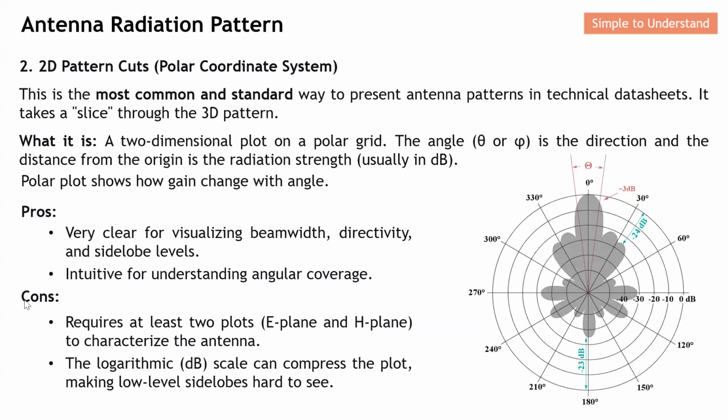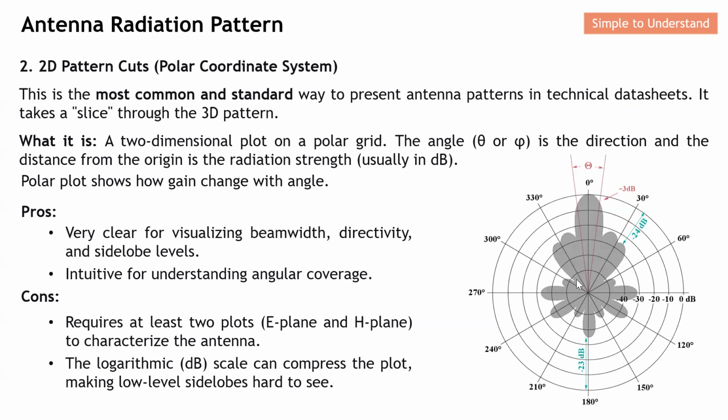Coming to the disadvantages, it requires at least two plots. Later on I will show you these two plots, the E plane and H plane, sometimes also known as the azimuth and elevation plane, in order for us to fully characterize the antenna. The logarithmic scale can compress the plot and make low-level side lobes hard to see. This means that some side lobes are not possible for us to visualize when we use this 2D pattern cut with the polar coordinate system.